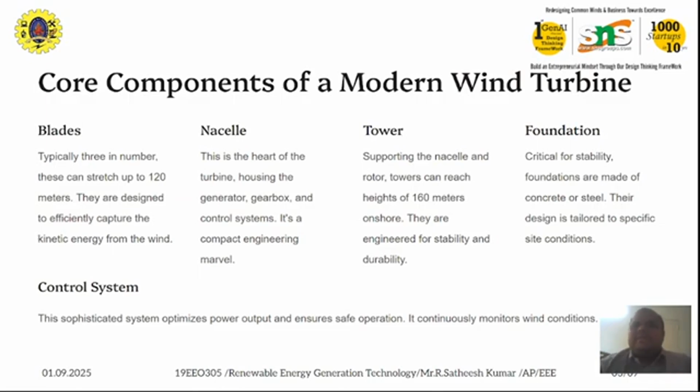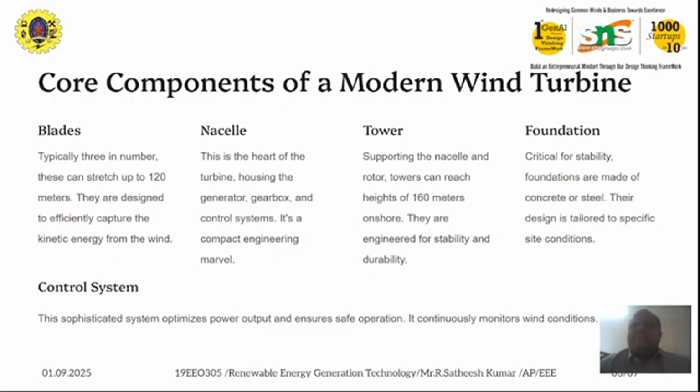The next one is the tower, which supports the nacelle and the rotor. The tower height can reach up to 160 meters onshore. Towers are engineered for stability and durability. Why this assurance of stability and durability? Because those towers stand in heavy wind flow. If it is not stable, then due to the wind power, the tower may fall down. So stability and durability play a major role here.